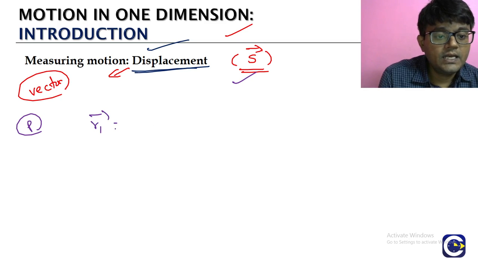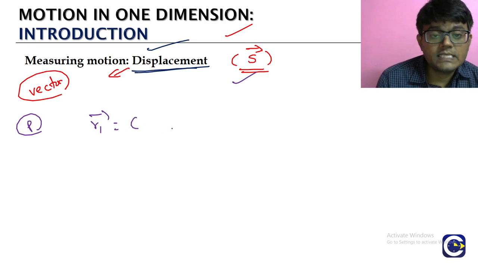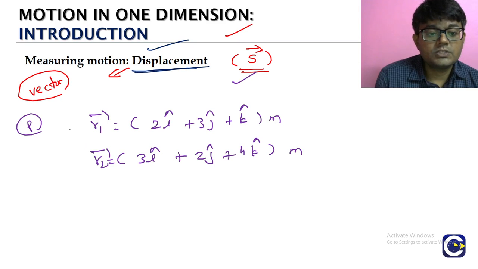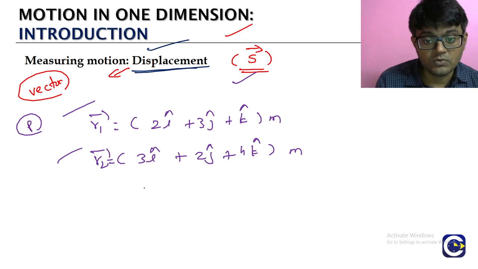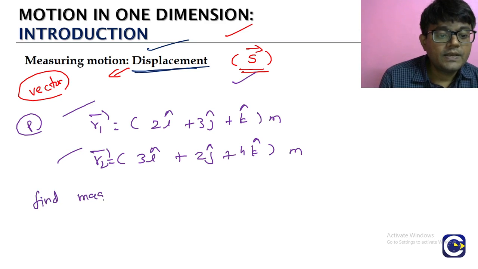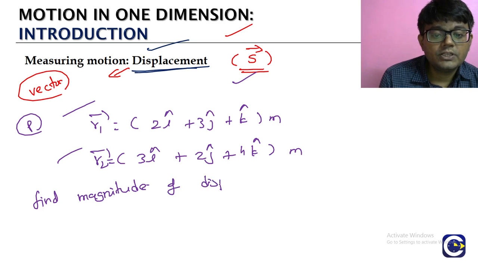Let us say an object is moving in such a way that its initial position vector is 2i plus 3j plus k, unit is meter, and final position vector is 3i plus 2j plus 4k. So this is the initial position vector, this is the final position vector. Now the question is, find the magnitude of displacement.